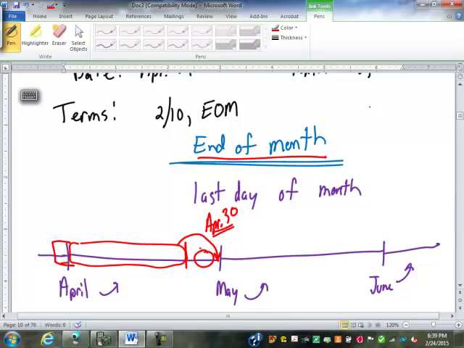Now, again, each company is going to have a different cutoff. Some companies, it might be 2 days before the end of the month or 3 days before the end of the month. We are going to use anything on or after the 26th of the month goes into the next month. So anything on or after April 26th is going to get put into the May batch. It'll actually be invoiced then on the last day of May.